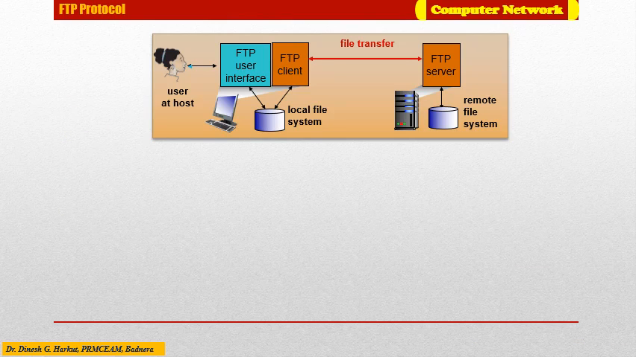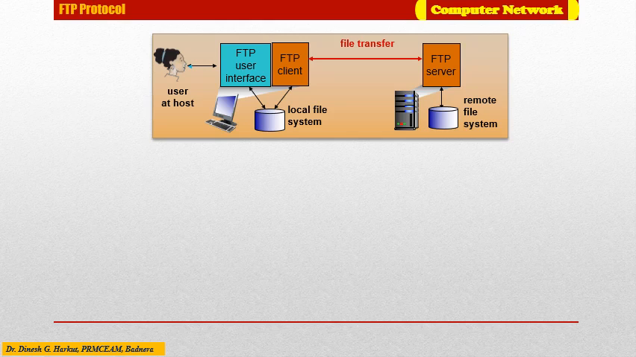In a typical FTP session, the user is sitting in front of one of the hosts, that is the local host, and wants to transfer files to or from a remote host. In order to access the remote account, the user must provide user identification and a password. After providing this authorization information, the user can transfer files from the local file system to the remote file system and vice versa.